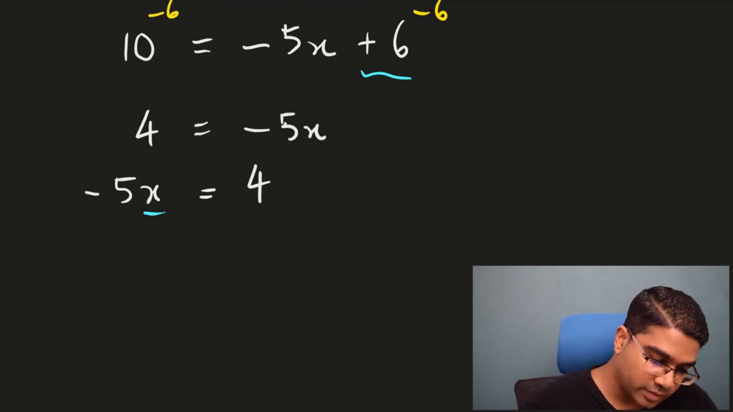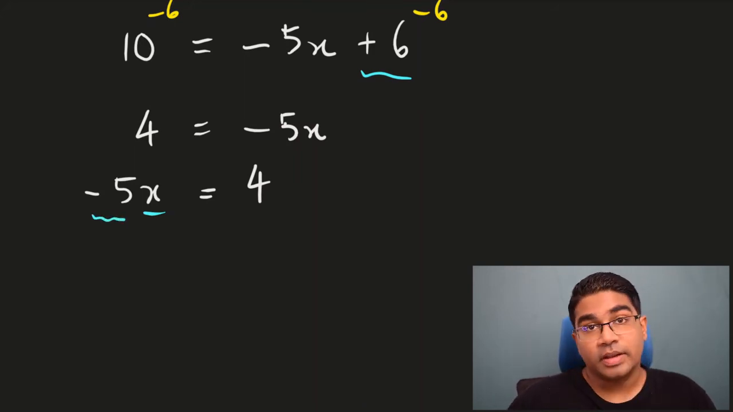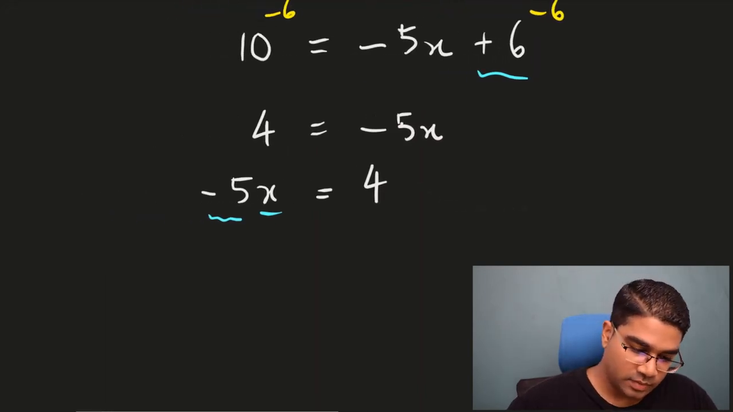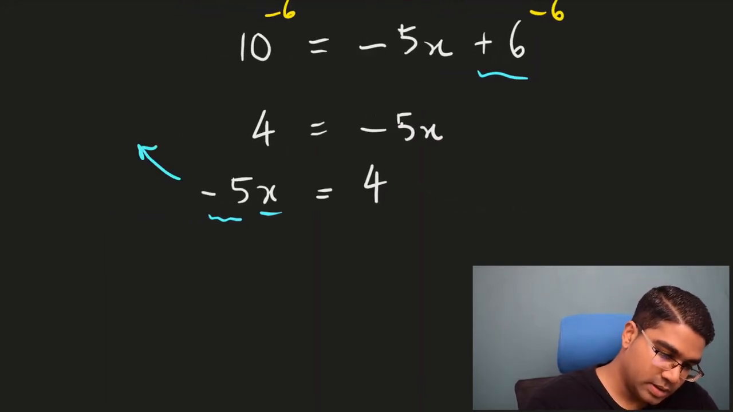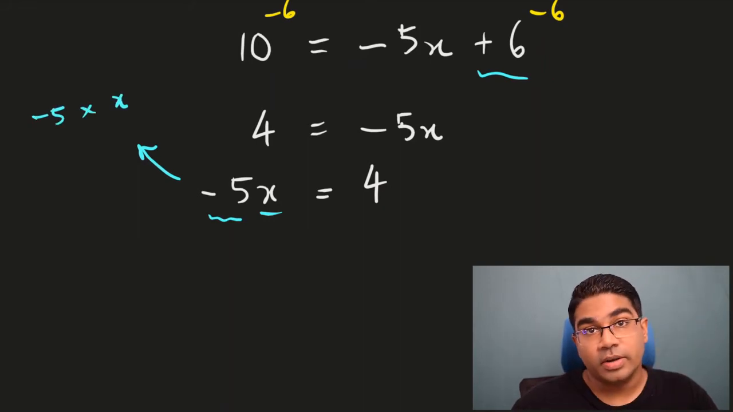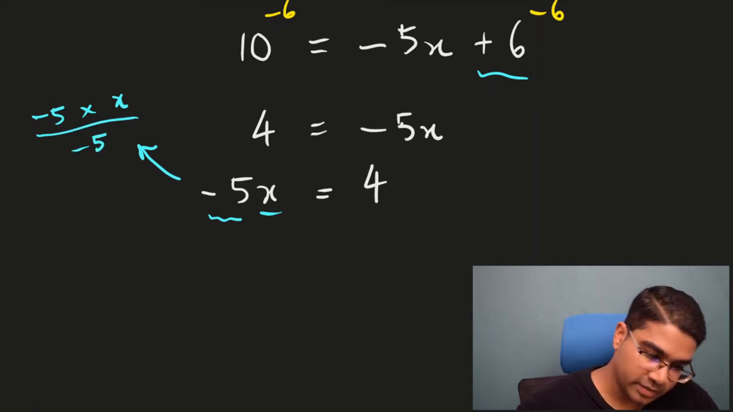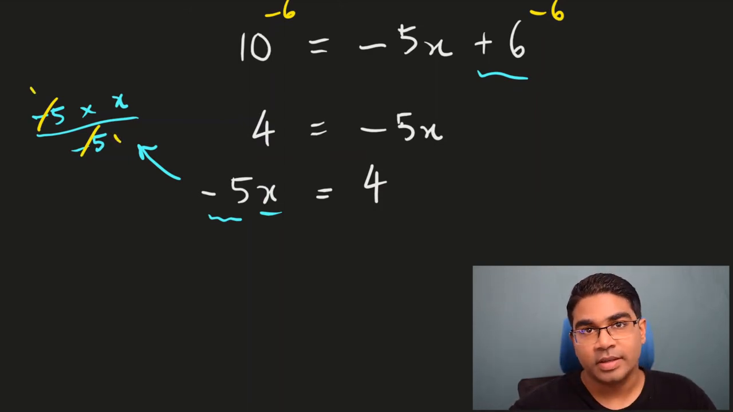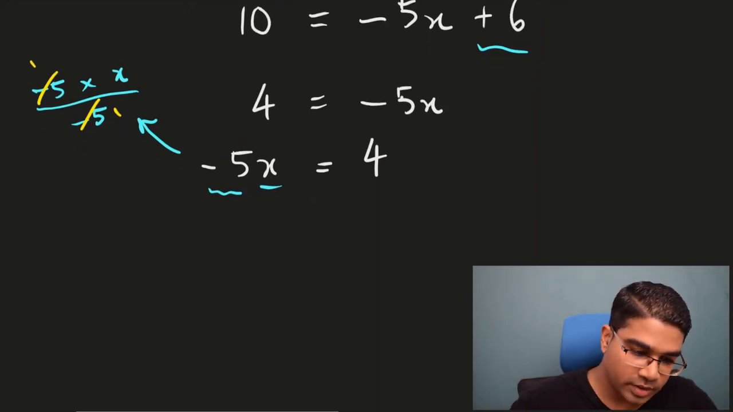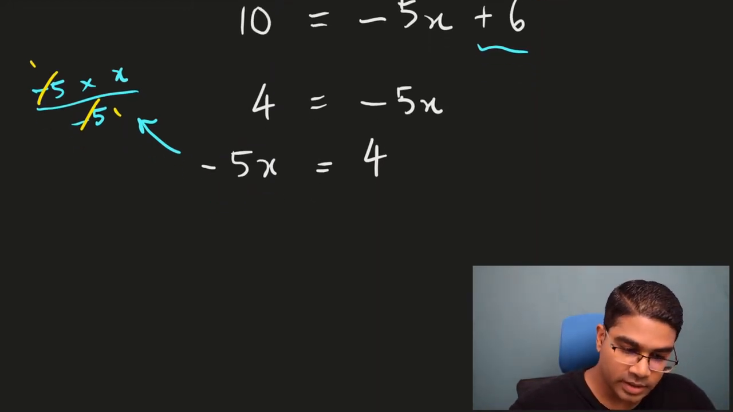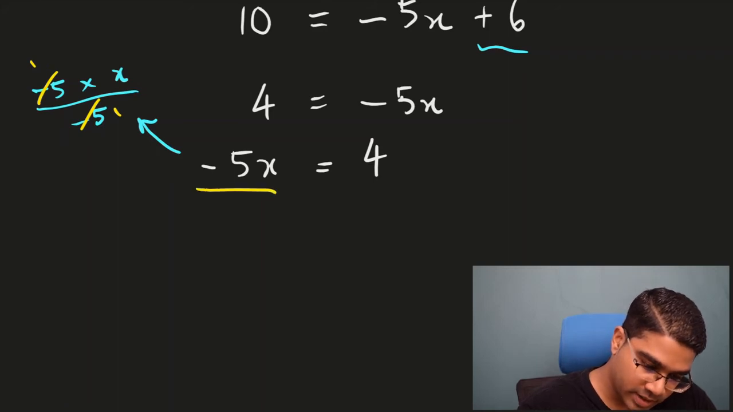Alright, now we want to find x. So we need to get rid of negative 5. How do we get rid of negative 5? If you look at this term here, this is negative 5 times x. Since this is a multiplication, we can get rid of negative 5 by dividing by negative 5. So once again here, negative 5 will be eliminated and you will be left with x. So when it is a multiple, all you have to do is divide by the multiple. So let's divide by negative 5.